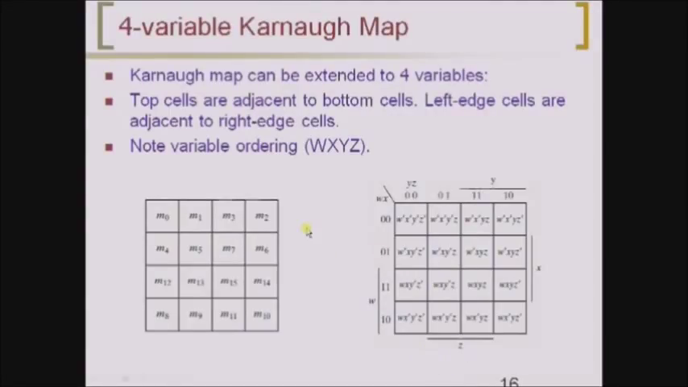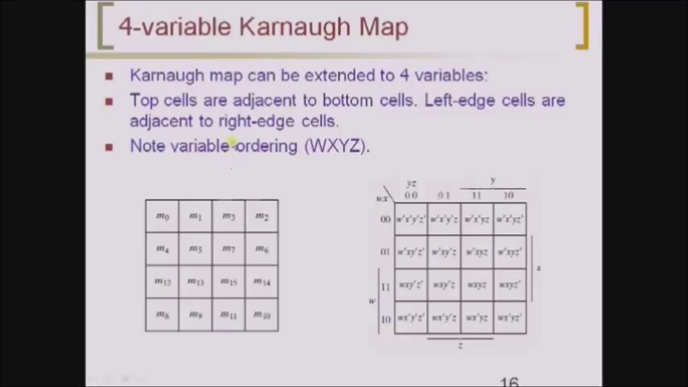Now 4 variable Kmap. As you have 4 variables, definitely we can expect 16 combinations. Karnaugh map can be extended to 4 variables. Top cells are adjacent to bottom cells, and left cells are adjacent to right edge cells. So these are the top cells and these are the bottom cells, and all these top cells are adjacent to these bottom cells, and these are the left cells and these are the right cells. All these left cells are adjacent to the right cells.